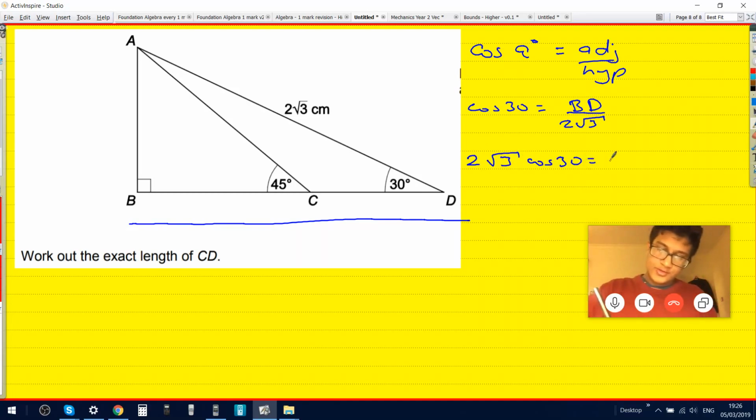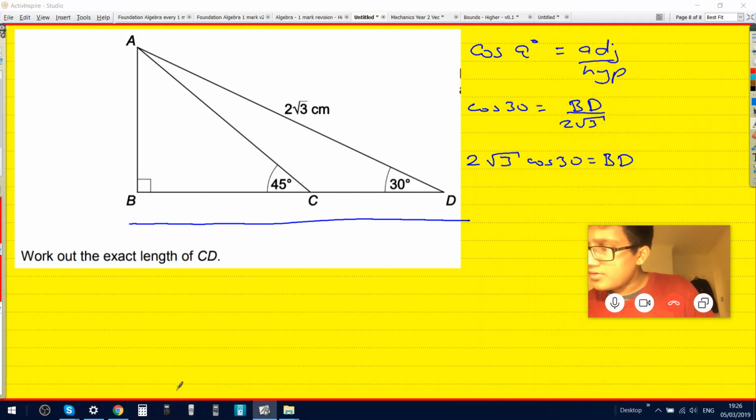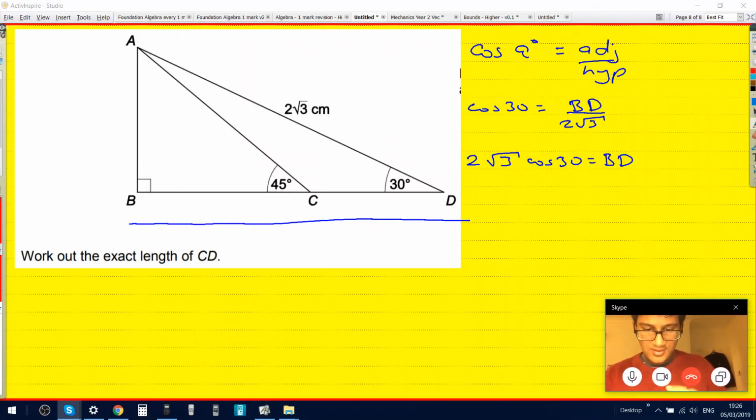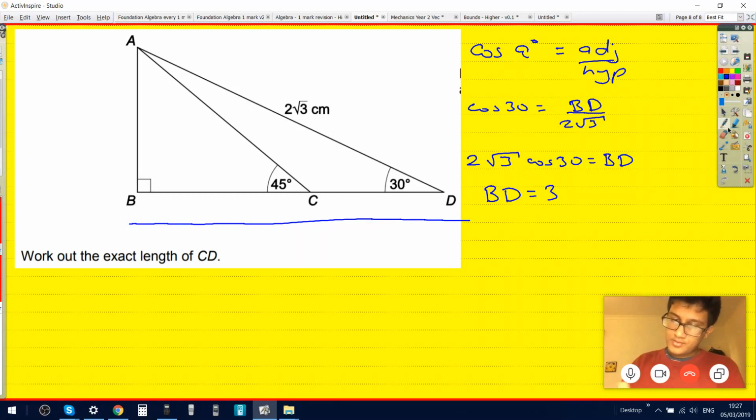Uh, 3.22. They said they wanted an exact value. What is cos 30? Oh, sorry, yeah. So cos 30 is, sorry, √3 over 2. Yeah, no, I typed it in wrong. So I thought you must have. Yeah. So 2√3 times cos 30. And that gives you 3, actually, yeah. Okay, so B to D is 3.